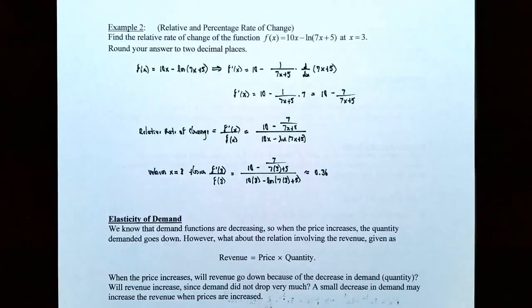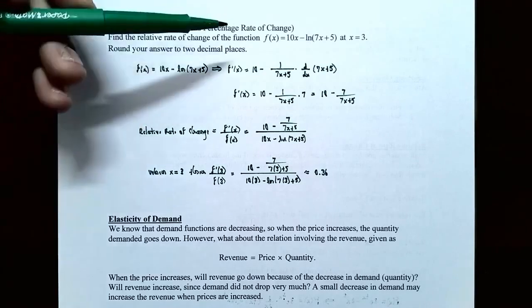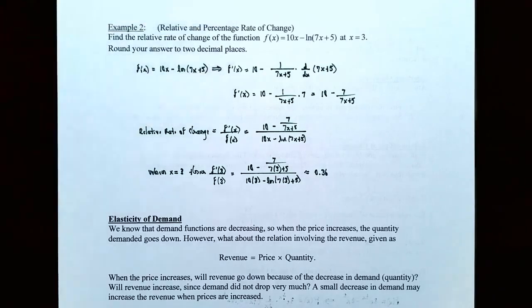So to get an idea of what the relative rate of change and the percentage rate of change actually means, let's do example 2. Relative and percentage rate of change. Find the relative rate of change of the function f of x equals 10 times x, subtract natural log of 7x plus 5, at x equals 3. Round your answers to 2 decimal places.